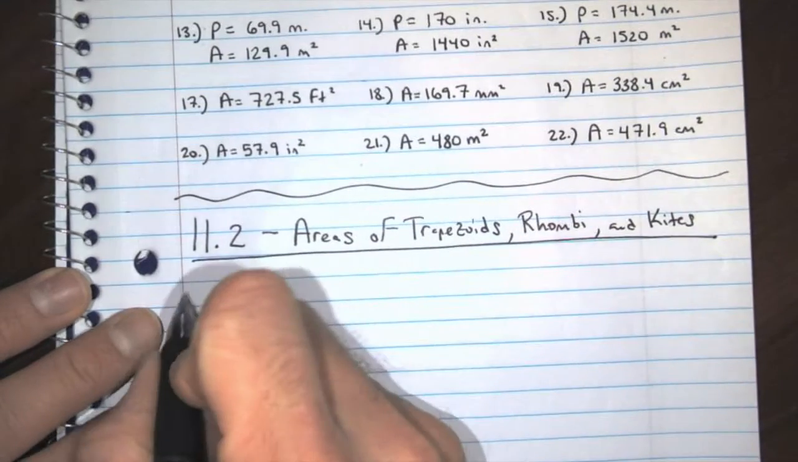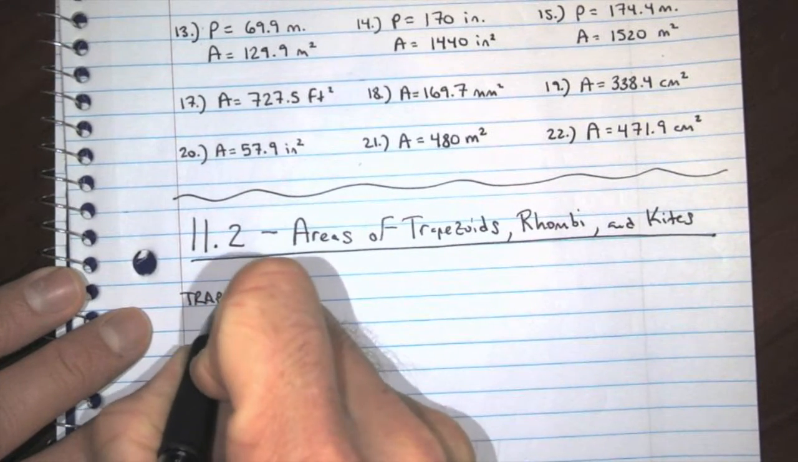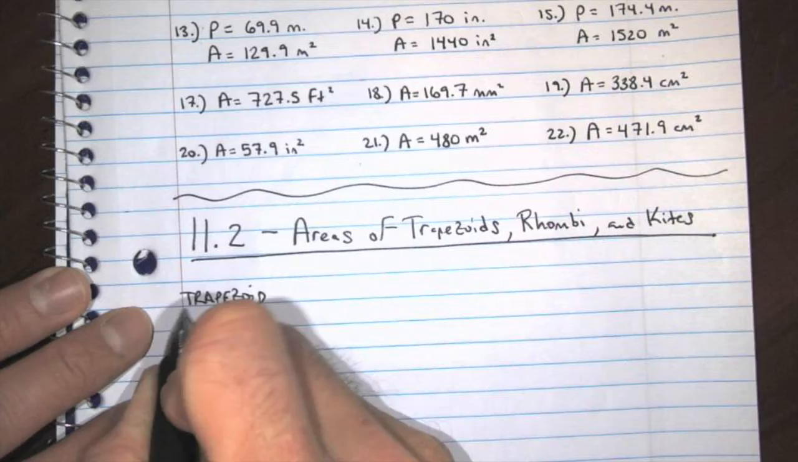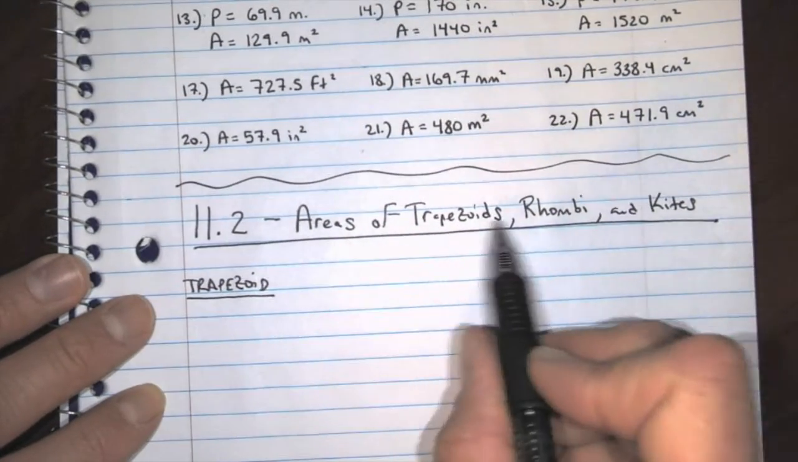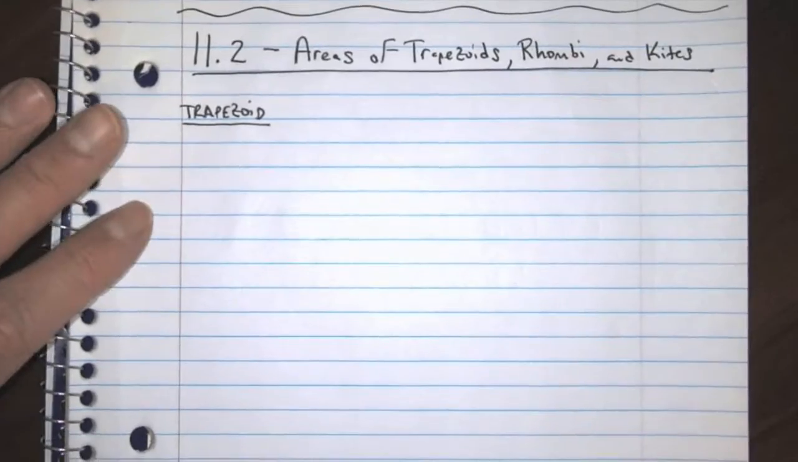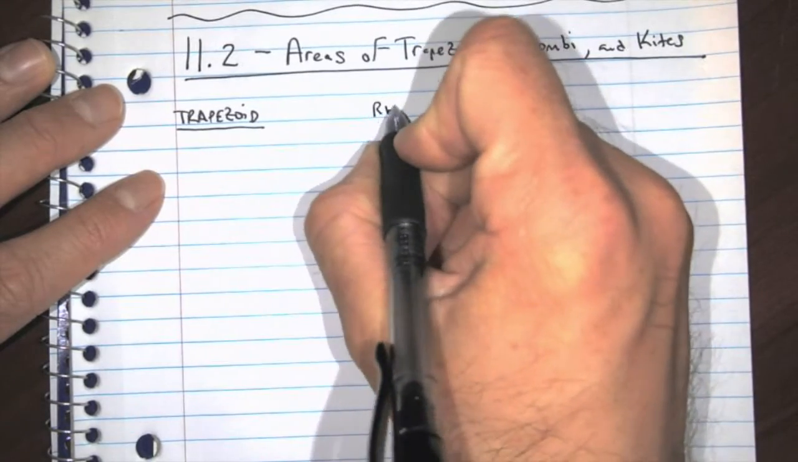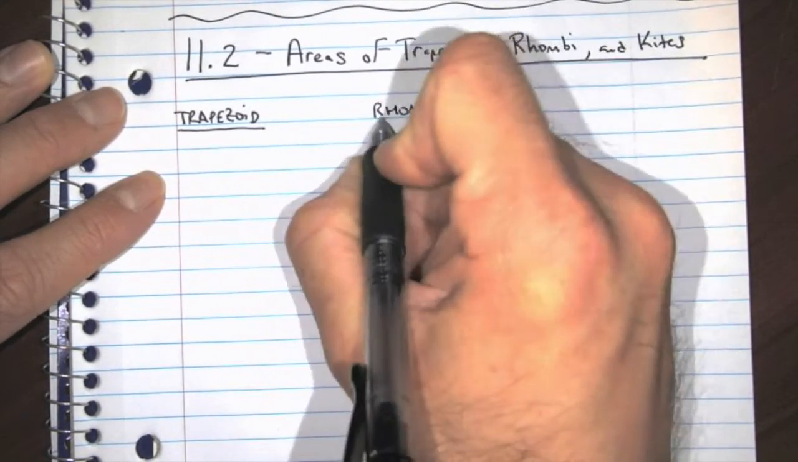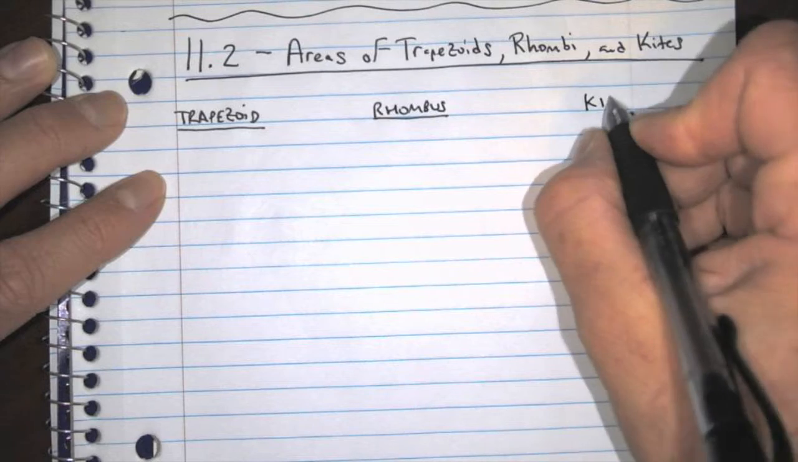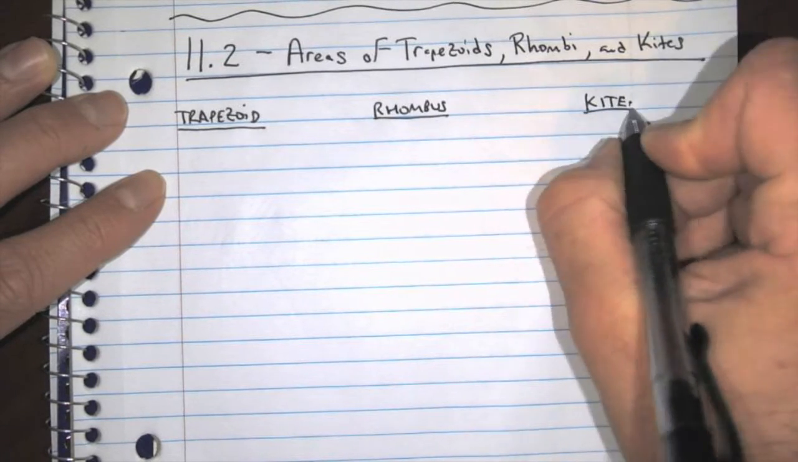Trapezoids. Let's start off with the trapezoid. Actually, let's go ahead and lay things out for you. Trapezoid. Let's do rhombus and let's do kite. Let's put rhombus in the middle, and then we'll put kite on the right side. All right. Let's start off with a picture. We need to know what these shapes are.